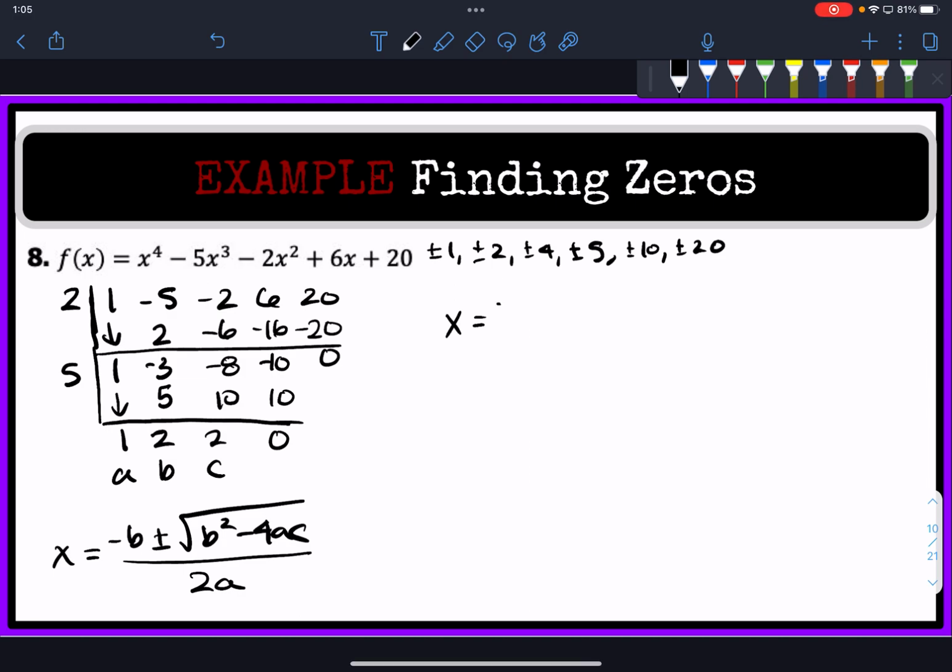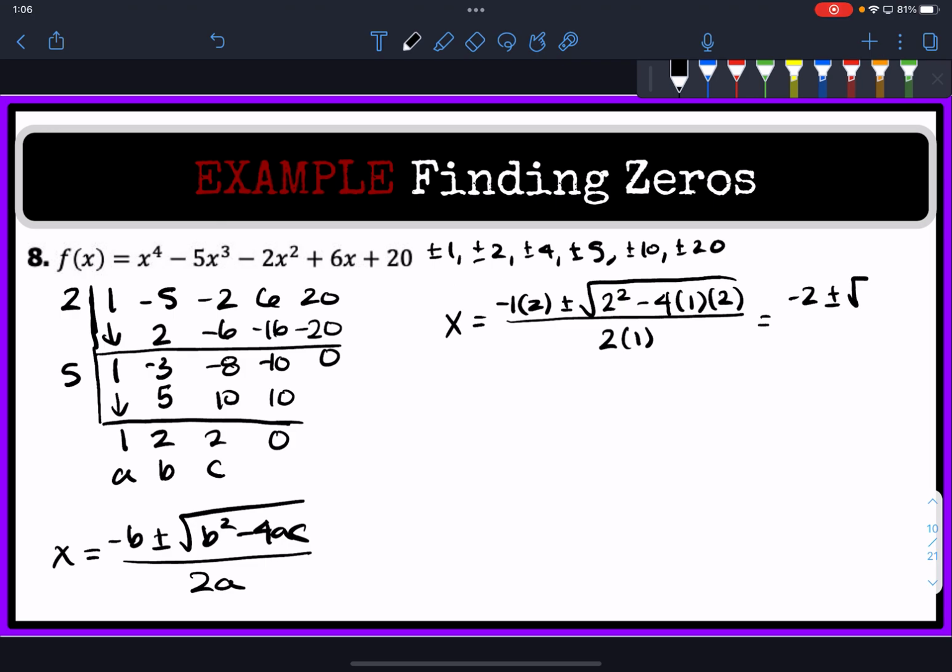So x is equal to negative 1 times 2 plus or minus the square root of 2 to the second power minus 4 times 1 times 2. Let's divide this by 2 times 1, so just 2. And we get negative 2 plus or minus the square root of negative 4. This all simplifies to negative 4 divided by 2.